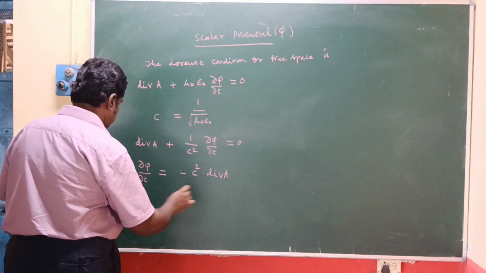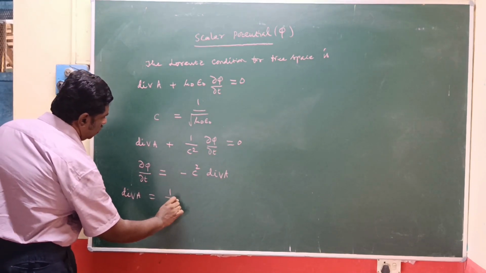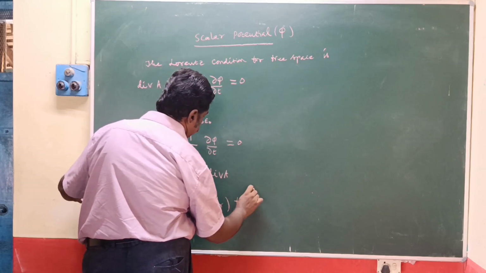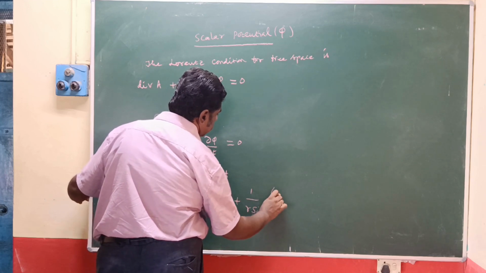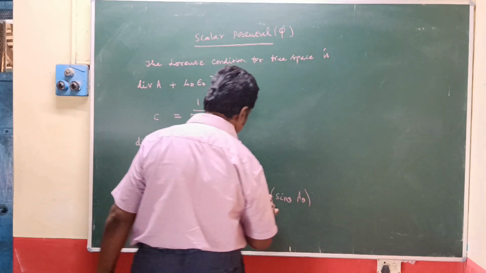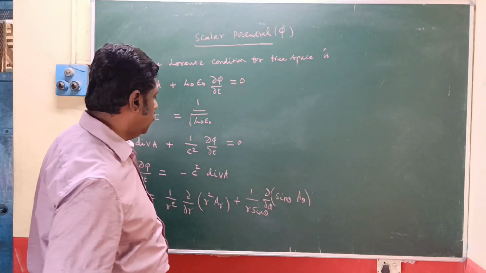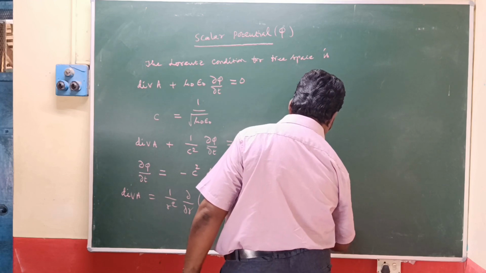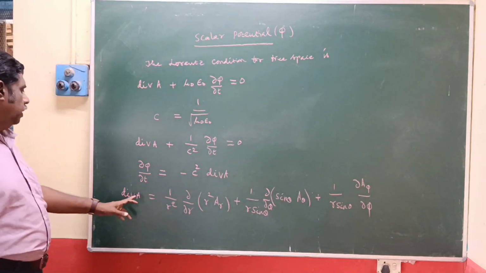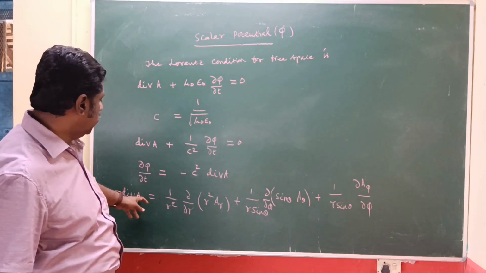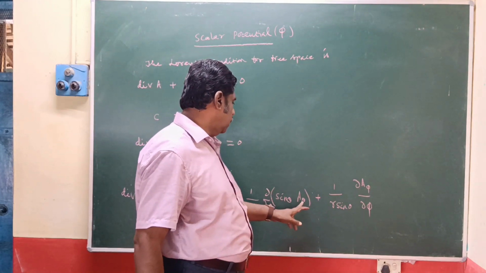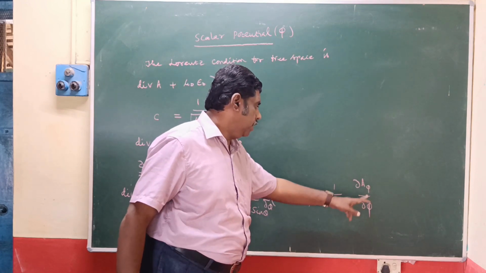Div A in spherical polar coordinates is 1 by r square dou by dou r of r square A_r plus 1 divided by r sin theta dou by dou theta of sin theta into A_theta plus 1 divided by r sin theta dou A_phi divided by dou phi. This is the div A value in spherical polar coordinates.